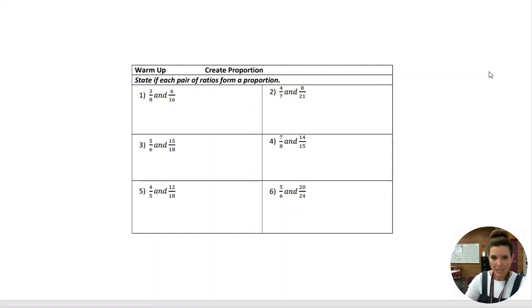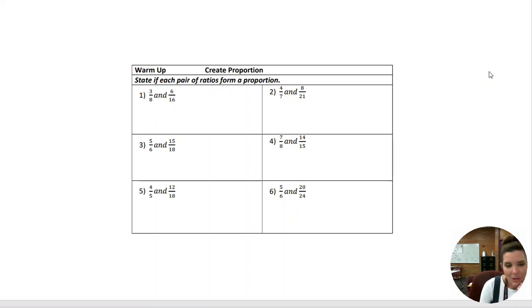If you are going to state if each pair of ratios form a proportion, remember that a proportion just means that your two ratios are equal to each other. They're equivalent to each other. We talked about a few different ways of being able to say that the ratios form a proportion. One of them is that you could find the unit rate for each. You could take the top number, divide by the bottom number, and if you get those two numbers being the same, then it would be a proportion.